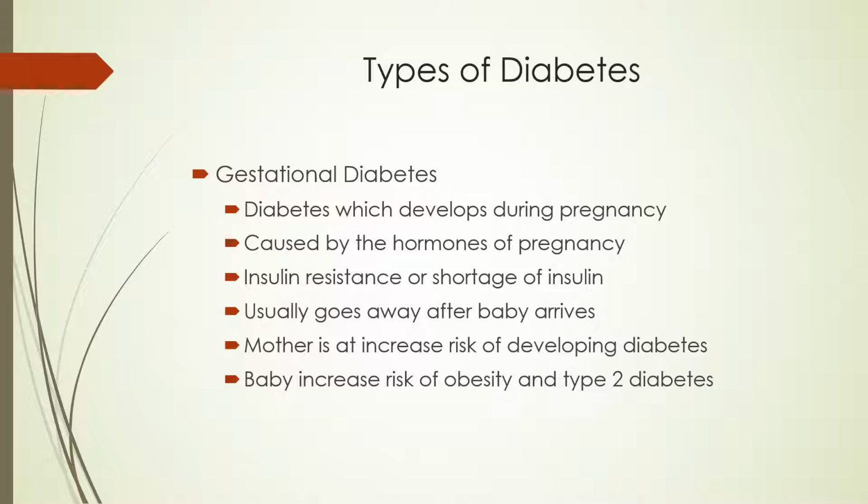And then we have gestational diabetes, which we may see in our high schools occasionally with students. This is when diabetes happens during pregnancy. It can be caused by hormones. It's an insulin resistance or not enough insulin. Most of the time, it will go away as soon as the baby's born. The mother is at an increased risk of developing diabetes later in her life, and the baby is at an increased risk of obesity and type 2 diabetes. Often these babies are born very large, 9 to 10 pound babies.